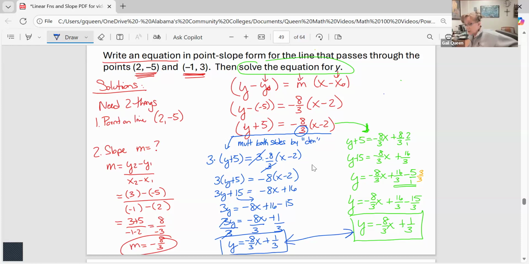In this example, it was a longer problem. It was more work because they didn't tell me the slope explicitly. I had to go off to the side and calculate it with my slope formula. Okay, so watch for that. That's probably very common in the homework that you're going to be doing. Okay, next example, very quickly.